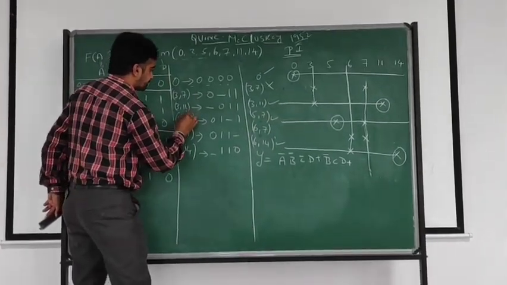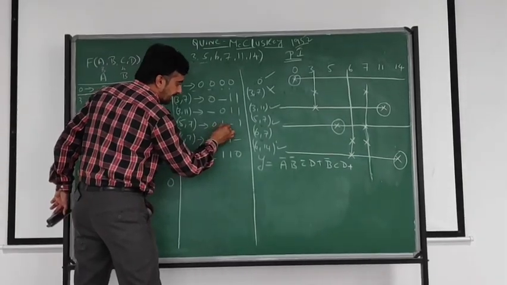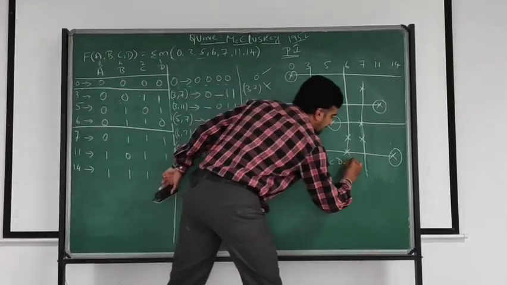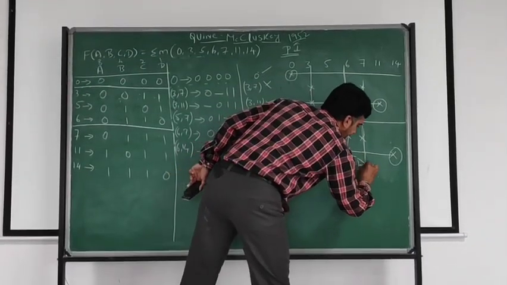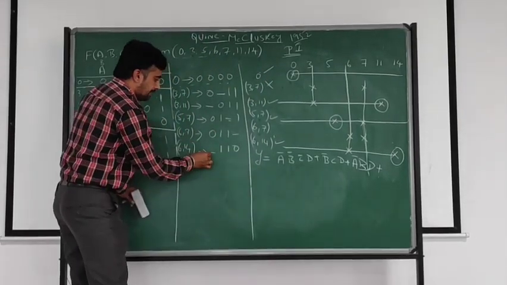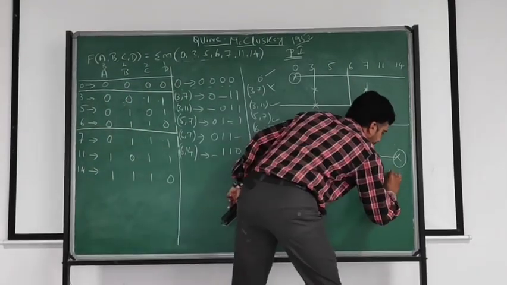5, 7: 0, 1, dash, 1. 0 is A bar, B, dash, D. A bar, B, D. Plus. And the last prime implicant, 6, 14: dash, 1, 1, 0. B, C, D bar.